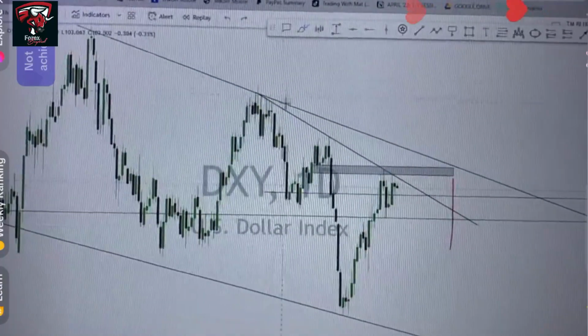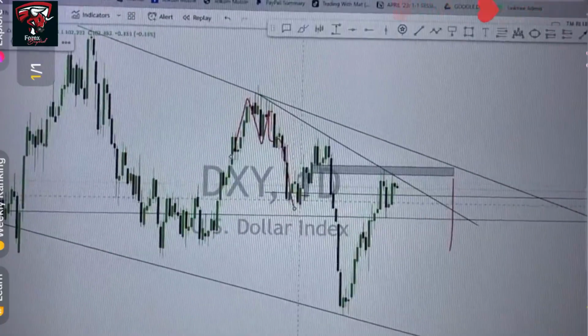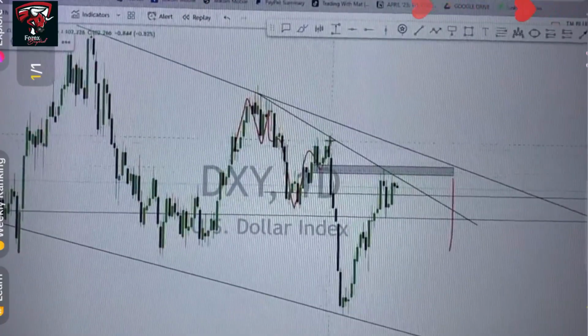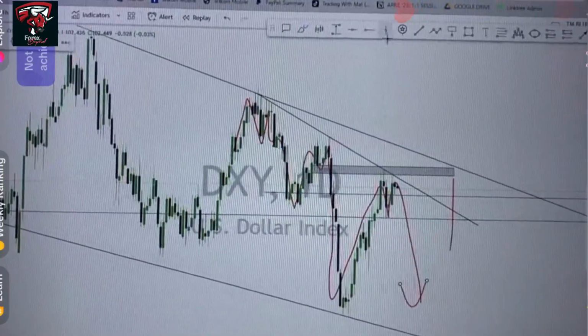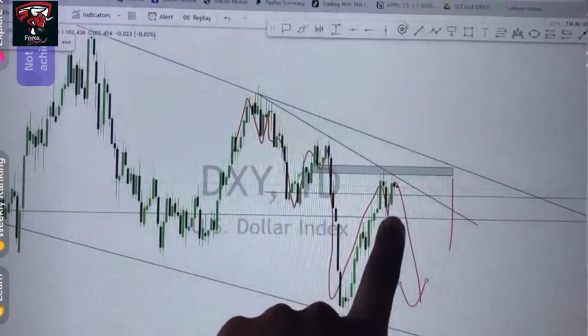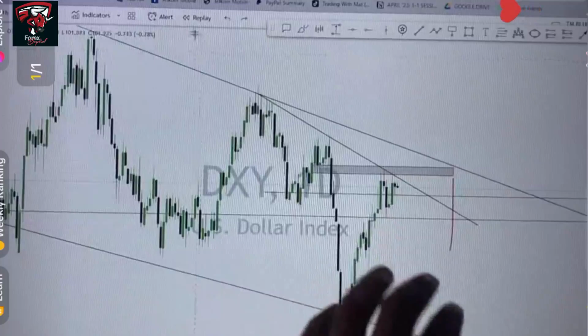If you remember last week when we were talking about these M patterns, look at these M patterns that DXY likes to create. Do you guys see that? M pattern, M pattern, M pattern. We spoke about this last week. Now, what's another confluence that we have?